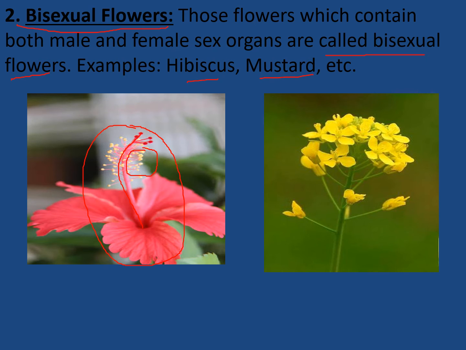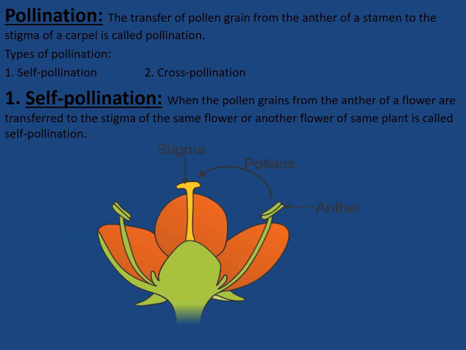Same thing in mustard also. In mustard, because the flower is too small, I can't explain it. In mustard also, like hibiscus, it contains both the male and the female sex organs. That is why hibiscus and mustard are included inside the bisexual flower. And please copy down this one also. Then okay, next go to the next page.